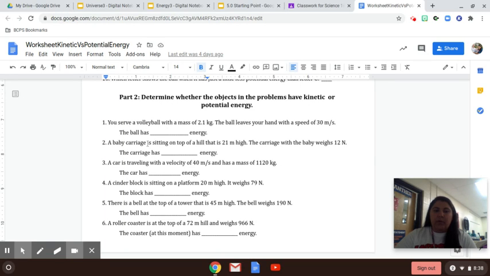Now, with this one, a baby carriage is sitting on top of a hill that is 21 meters high. The carriage with the baby weighs 12 newtons. Okay, so this has mass and it has height. So mass and height, that is potential energy. So you would just write potential energy there.